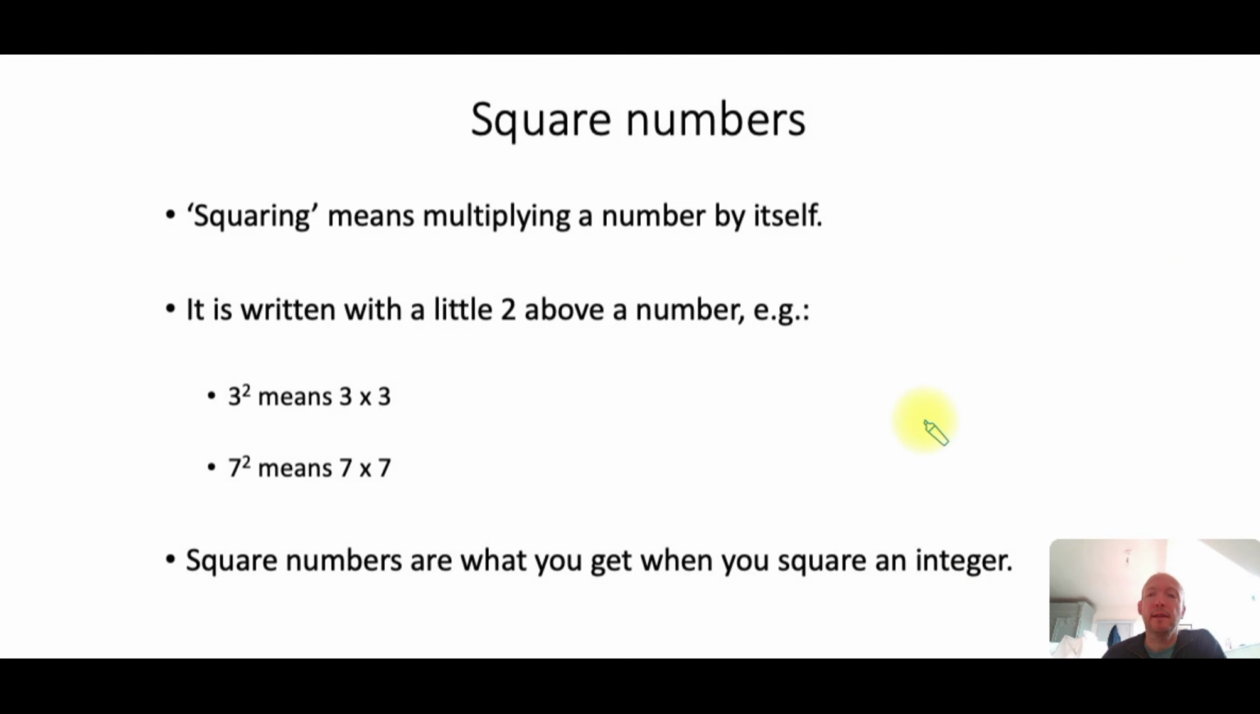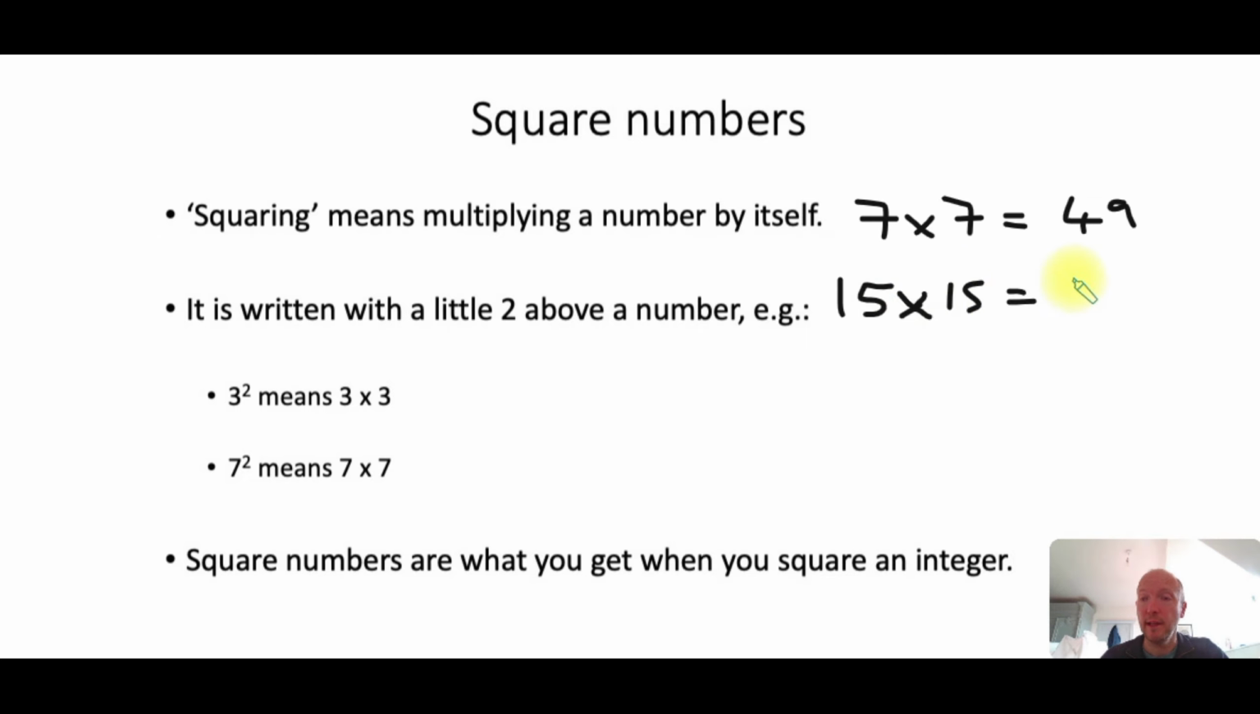Right, let's have a look at the first kind of number then. What we're talking about first of all is square numbers. To square something simply means to multiply it by itself. So for example, if I take the number 7 and square it, multiply it by itself, I would get 49. Or if I take the number 15 and square it, I would get 225.